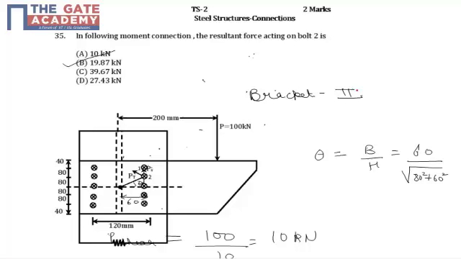and we have to find the resultant force that is acting on bolt 2. Bolt 1 is clearly shown, 2 is marked.